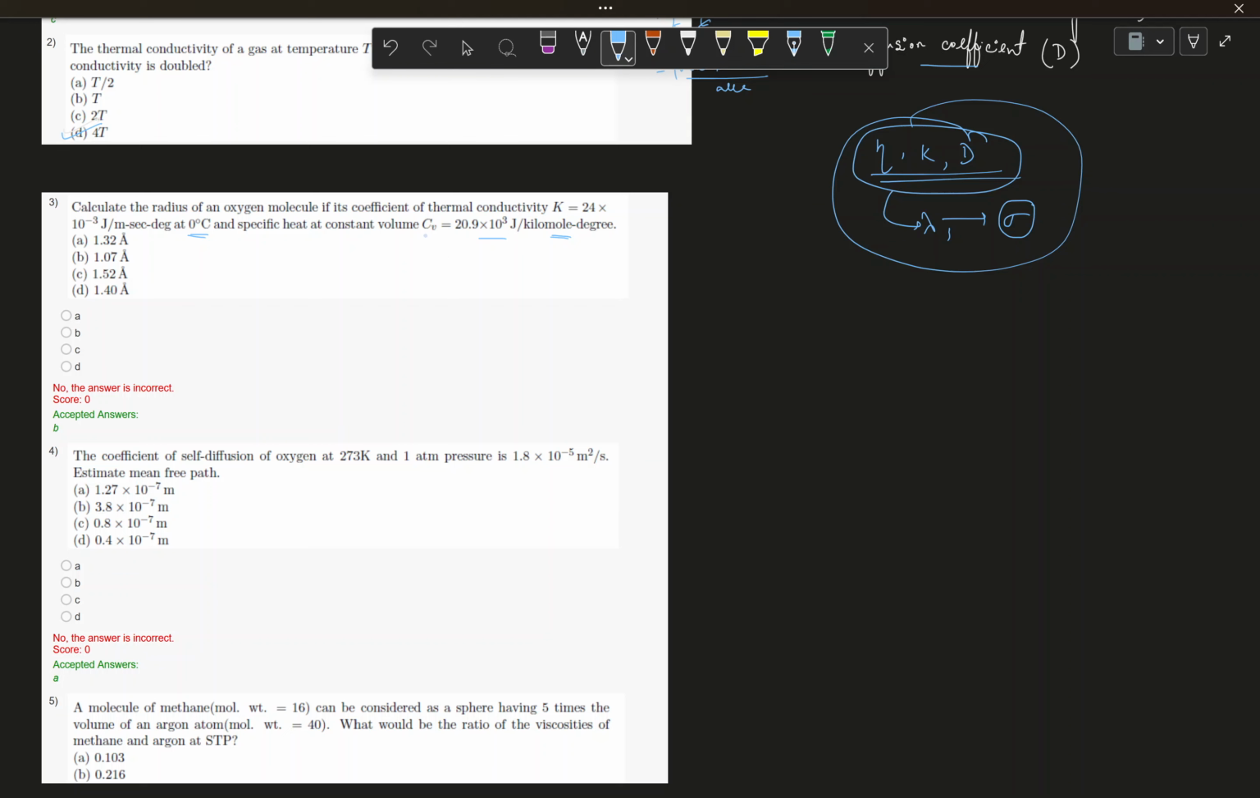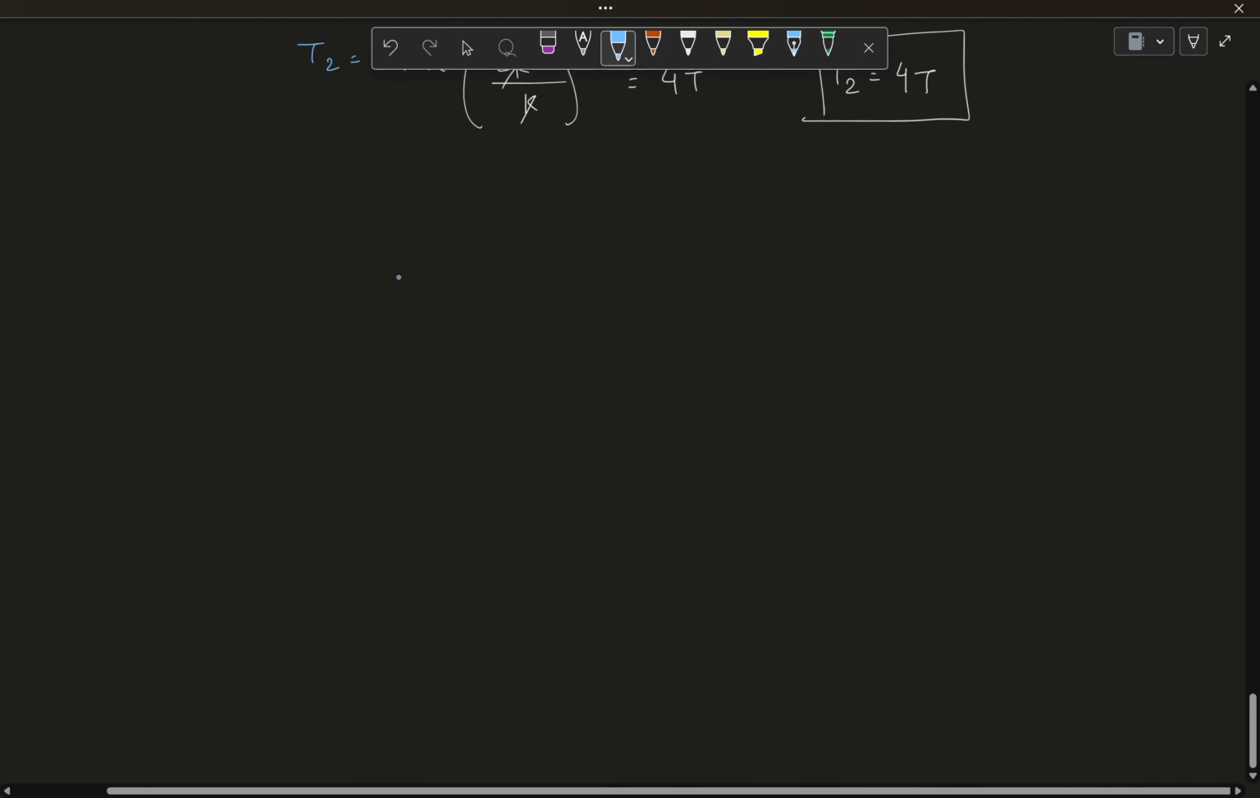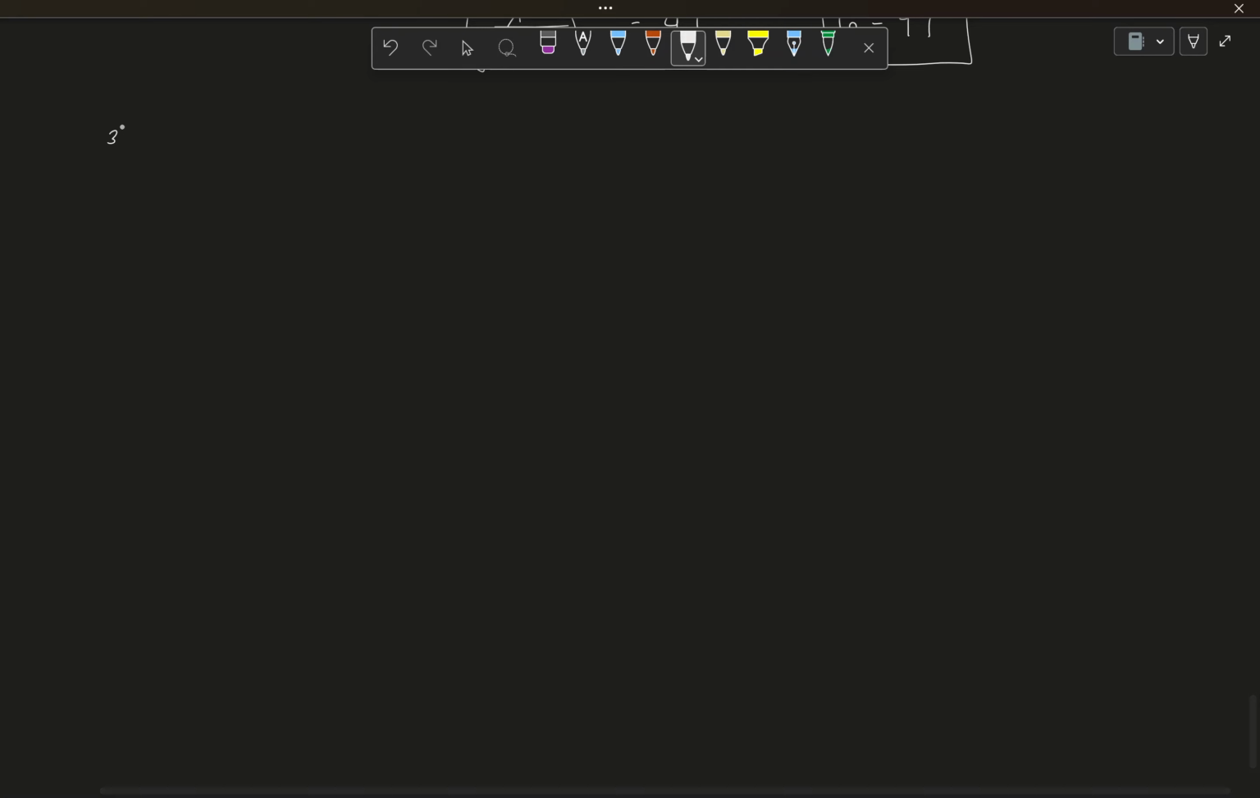So you have to identify that first. Even if it is written Cv, you have to reconfirm it by looking at the units. So this is the specific heat at constant volume, which is a molar specific heat. That is a standard one. And you have information about K, the thermal conductivity, and about the temperature T, and you have to find the radius of the oxygen molecule. First of all, you have to identify what formula you need to use. In this case you have no other option other than first using the conventional relation for thermal conductivity.